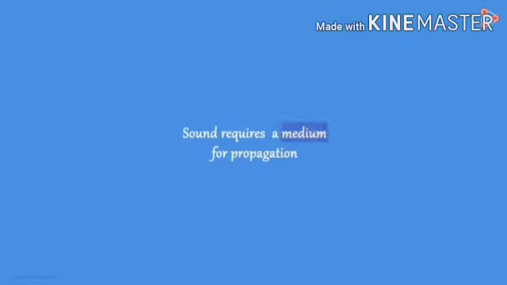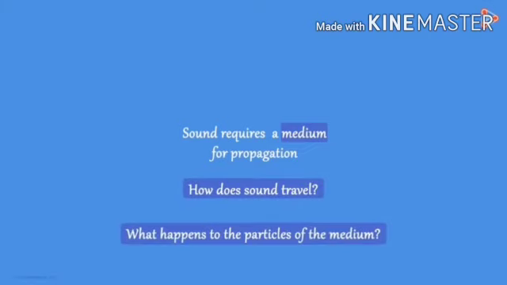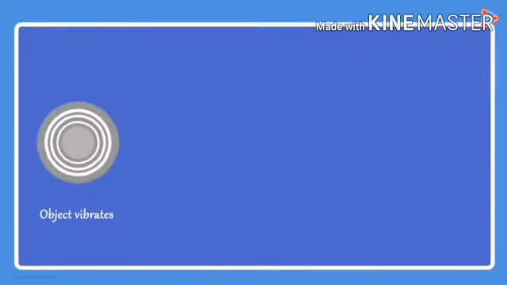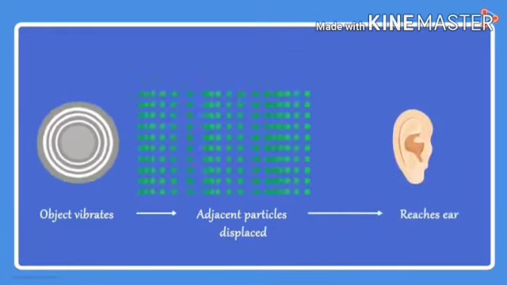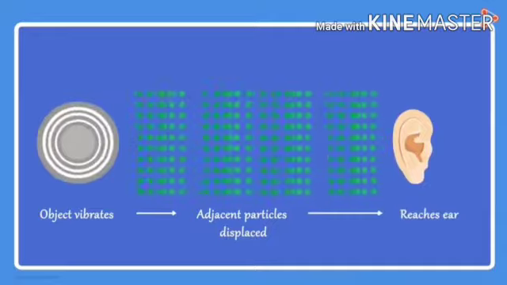Sound requires a medium for propagation, which means sound needs a medium to travel from one place to another. How does sound travel through the medium? What happens to the particles? Already we know that sound is produced by vibrations. This sets the particles to vibrate. The vibrations pass to the adjacent particles. This process continues in the medium till the sound reaches our ear. This is the way sound travels through the medium.